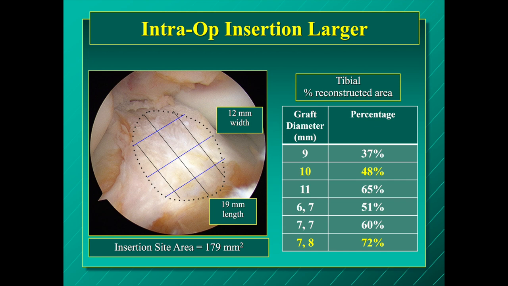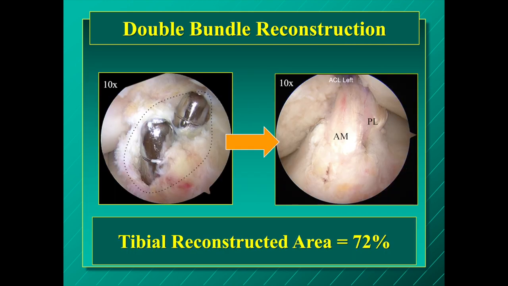At two standard deviations above the mean insertion site area, this large insertion site was better suited to a double bundle 8 mm AM and 7 mm PL graft to restore a similar 72% of the tibial insertion site. At 1 year follow-up, this patient had no subjective instability, no residual pivot shift, and a plus 1 millimeter KT2000 side-to-side difference.